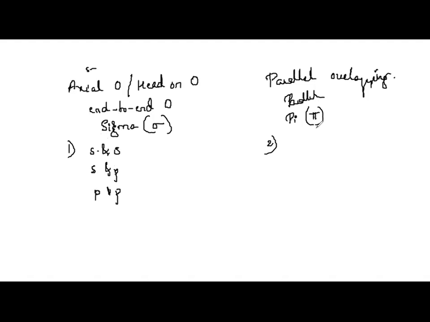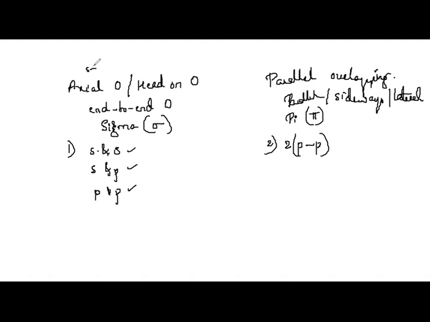Pi bond results from parallel overlapping, which is also called sideways or lateral overlapping. So pi bond results due to parallel, sideways or lateral overlapping of two p orbitals. So only p orbitals are involved. For sigma, it might be s-s, s-p, or p-p. For a pi bond, it is always p-p.